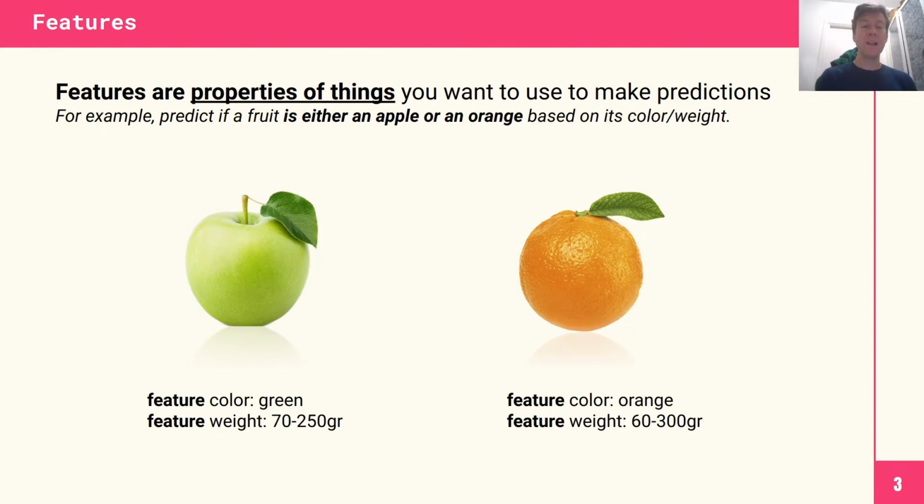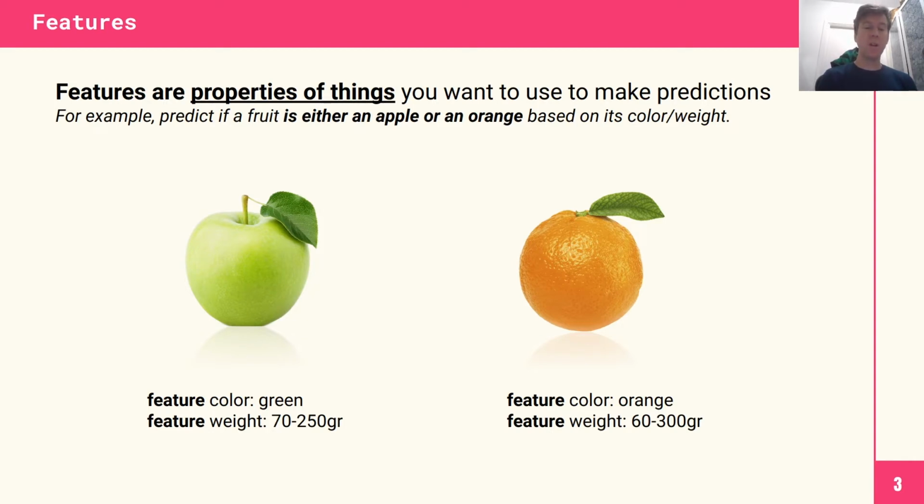So let's take the example of a fruit. We have two fruits here, an apple and an orange. Let's try and predict whether it's an apple or an orange based on weight. Well, the average weight of an apple is between 70 and 250 grams, and the average weight of an orange is between 60 and 300 grams, so it's going to be difficult to tell whether the fruit is an apple or an orange based solely on weight.